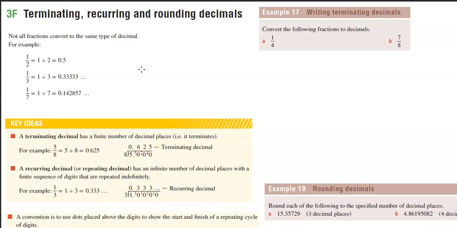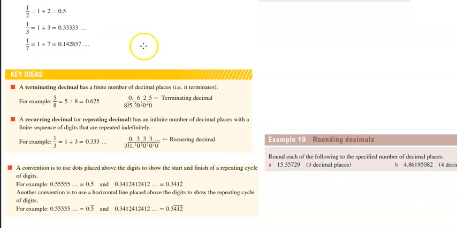So let's investigate this a bit further. What we have here is a terminating decimal. A terminating decimal has a finite number of decimal places, and finite just means the opposite of infinity. It eventually has to stop. It has a finite number of decimal places, so it terminates. Terminates just means to stop.